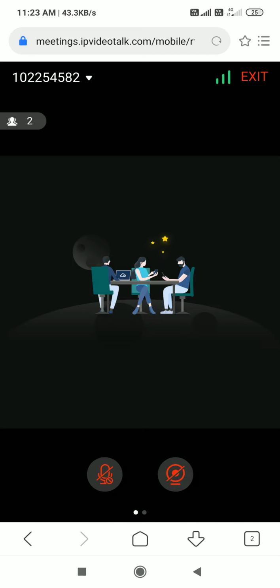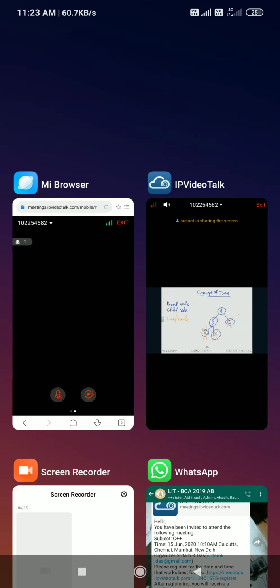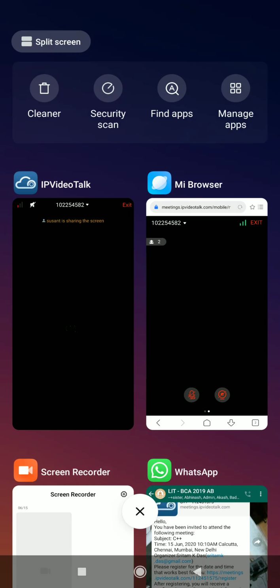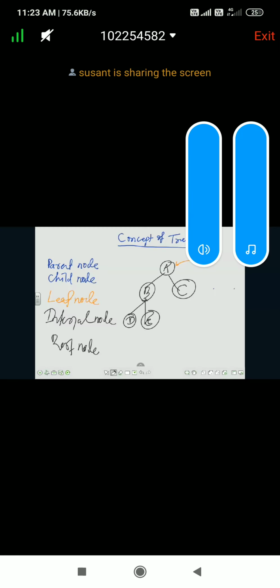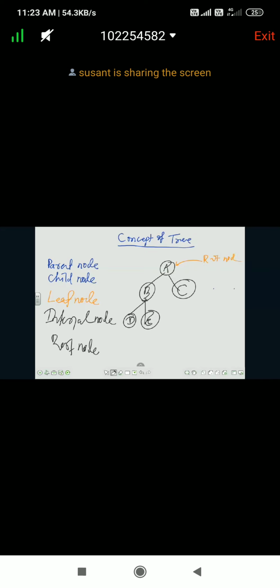Here is a node A having two children, B and C. B having two children, D and E. Acha, A is a node known as the root node. And here B is called an internal node.